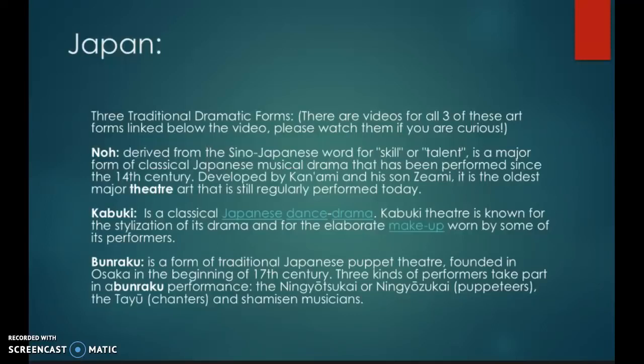Then we have Kabuki, which comes after No, and it's a classical Japanese dance drama. And Kabuki theater is known for its stylizations of drama and the elaborate makeup worn by some of its performers. Bunraku is a form of traditional Japanese puppet theater, founded in Osaka in the beginning of the 17th century. There are three kinds of performers that take part in a Bunraku performance: the puppeteers, the chanters, and the shamisen musicians. So those three performers together are required to create Bunraku.